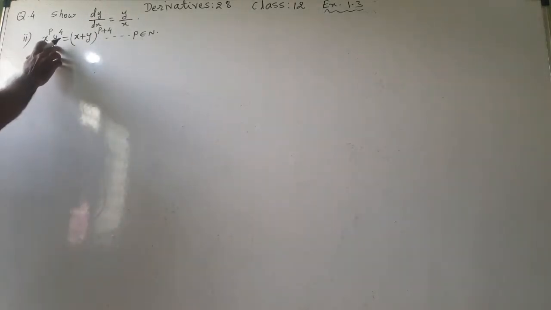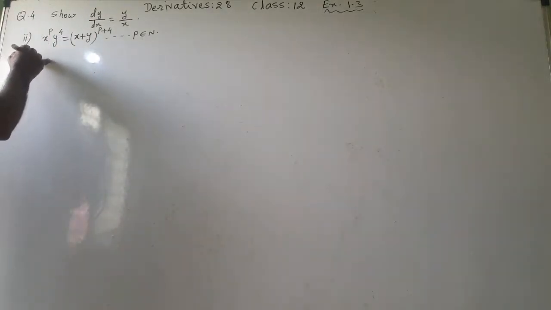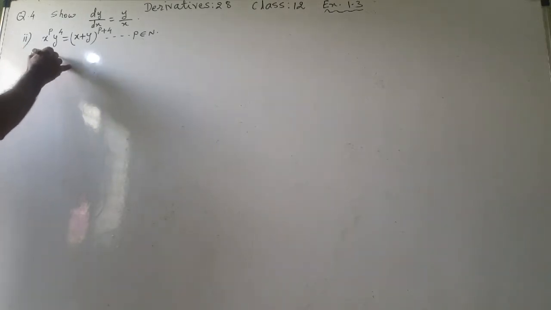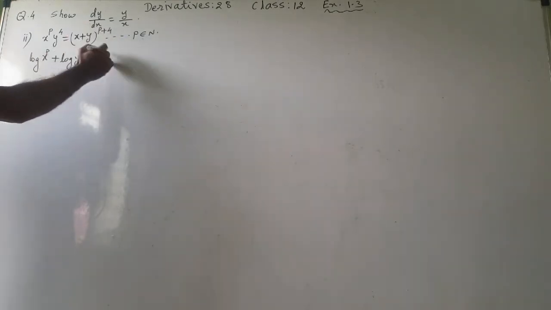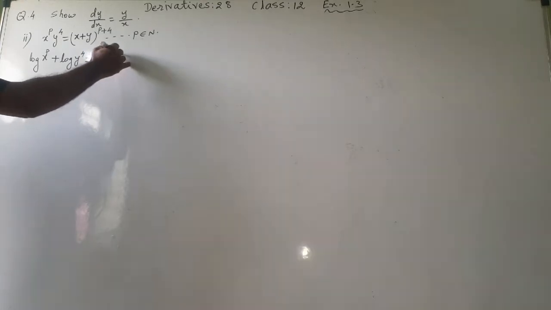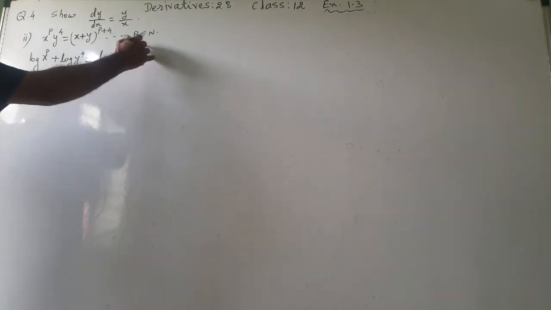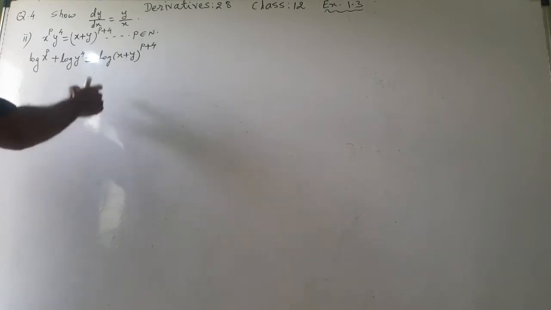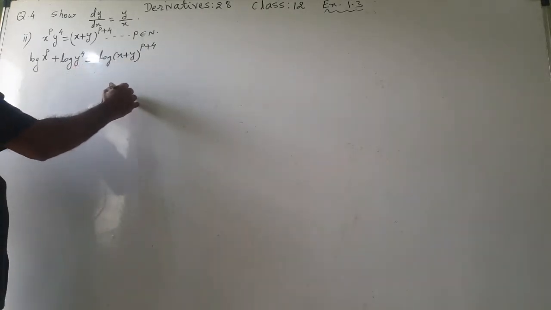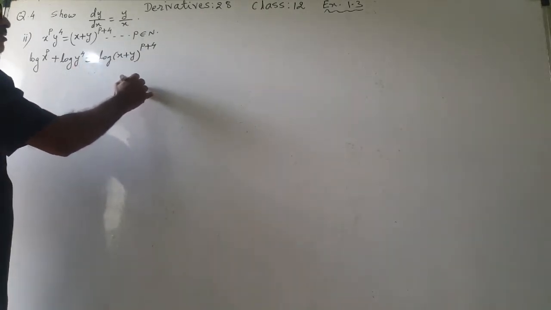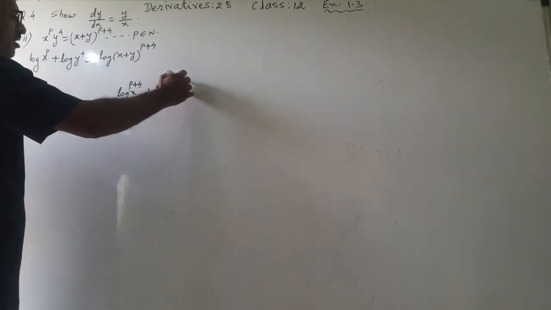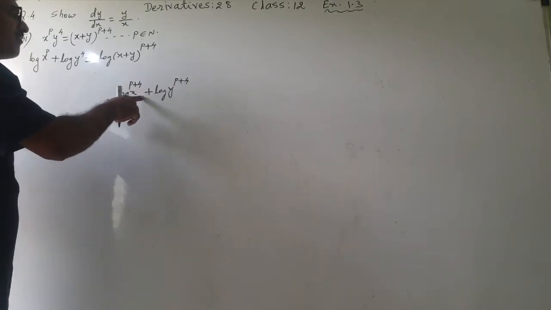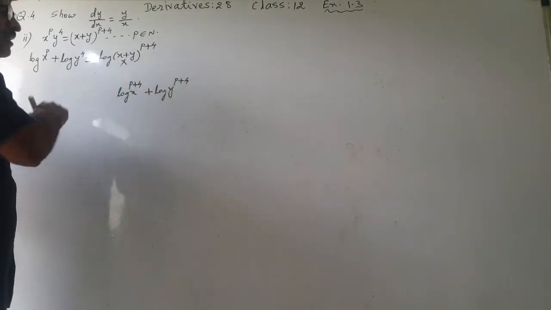So this is complicated. So what I will do is I will take log on both the sides. Log of x raised to p plus log of y raised to 4 is equal to log of (x plus y) raised to p plus 4. Now you don't split it like this, log of x raised to p plus 4 plus log of y raised to p plus 4. You can't do this. If it is a multiplication sign over here, then it will be like this.